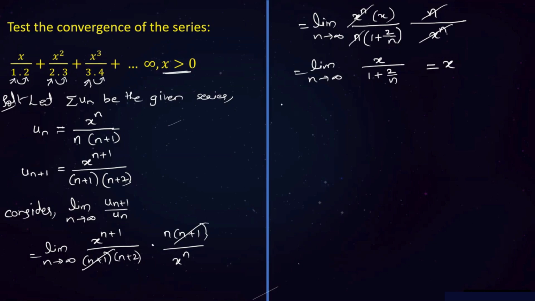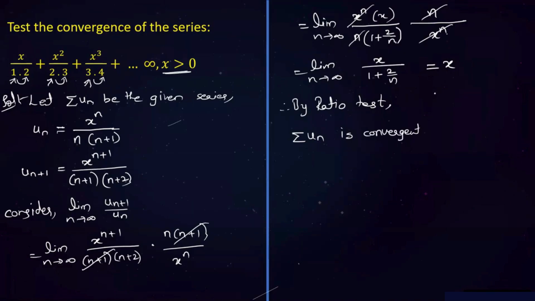So I'll conclude it like this. Therefore, by the ratio test, summation un is convergent, as how we are concluding every time. If the limit is L, we say this is convergent when L is less than 1, right? In a similar way, when the limit is x here, we'll say the series is convergent if x is less than 1. That's what I can say, right?